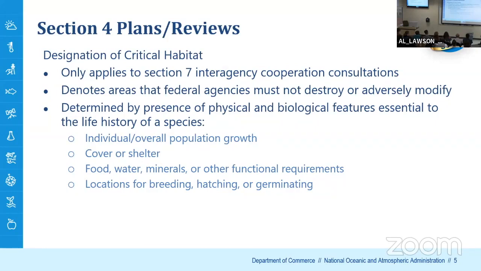I particularly worked on gathering species information based on range data, stuff listed inside the ESA and by NMFS itself, as well as documentation from previous publications. So it was half looking through what NMFS has and half doing my own book work, sometimes literally book work, and research. A lot of dangers to these species have to do with anything that adversely affects individual or overall population growth, cover or shelter. Shelter is one of those big 3 important ones. Food, water, minerals, or other functional requirements, and then locations for breeding, hatching, or germinating.